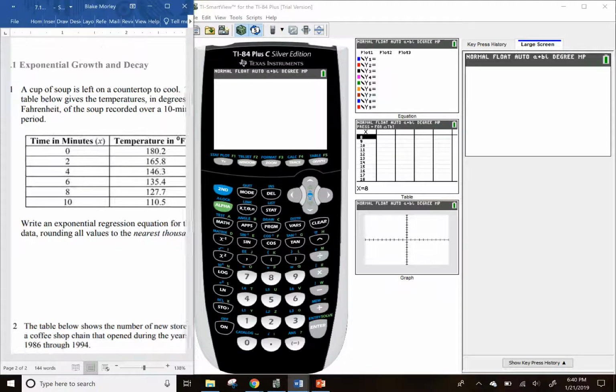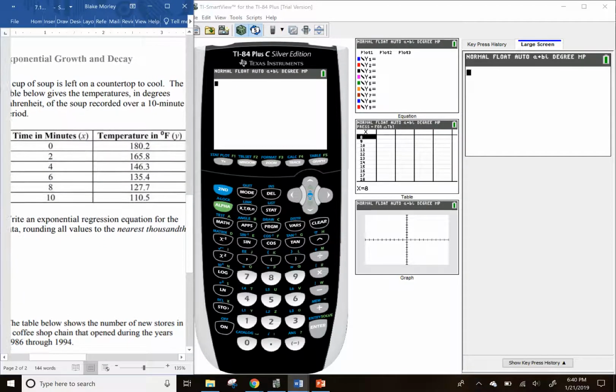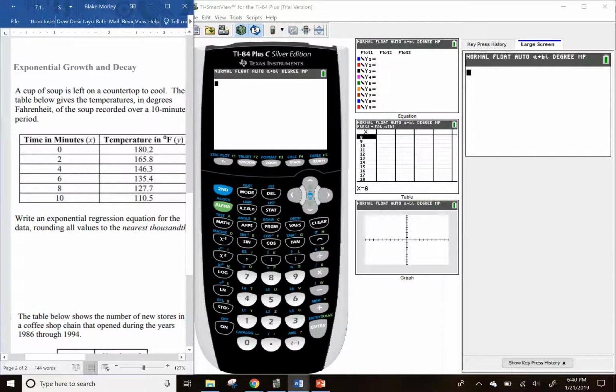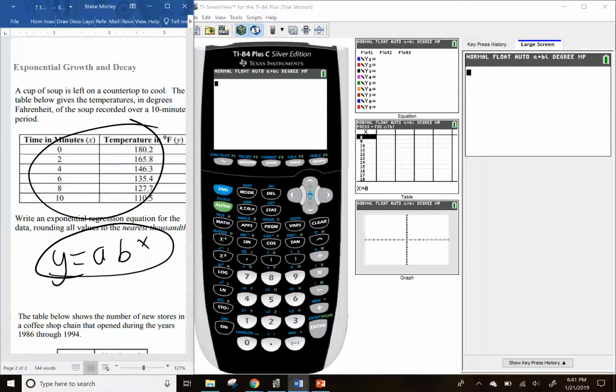So we have a cup of soup that is left on a countertop to cool. The table below gives the temperature in degrees Fahrenheit of the soup recorded over a 10-minute period. So we're going to write an exponential regression equation. So, y equals a times b to the x power, right? Our exponential equation for this data. But how am I supposed to do that? By hand. Well, you could do it by hand, but we're going to have the calculator do it for us.